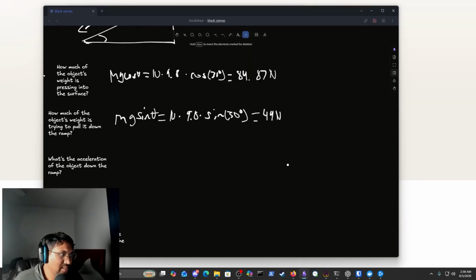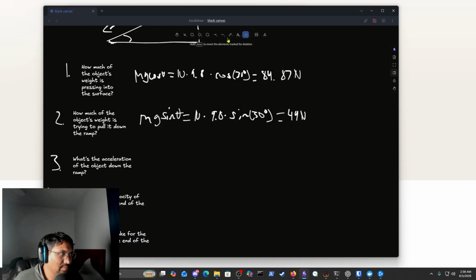That's all well and good. So now let's tackle problem 3. What's the acceleration of the object down the ramp?